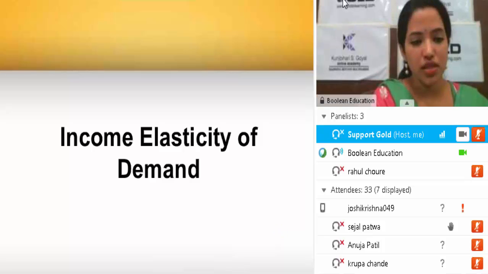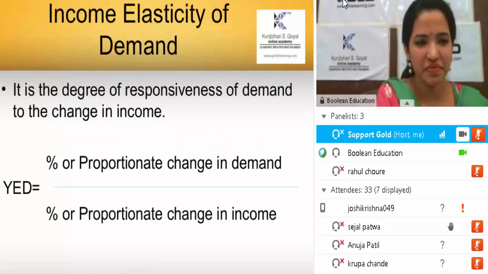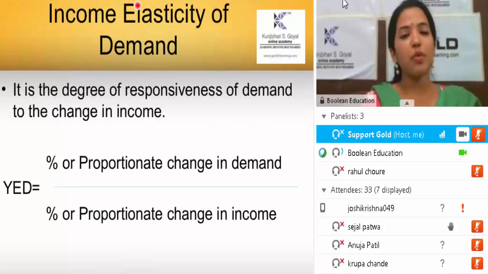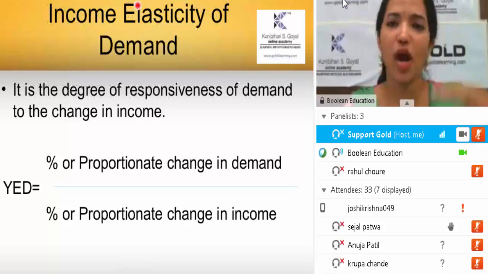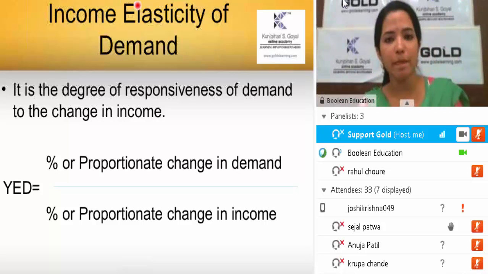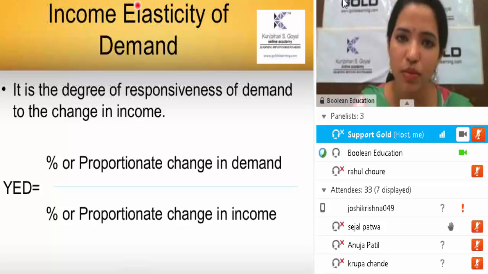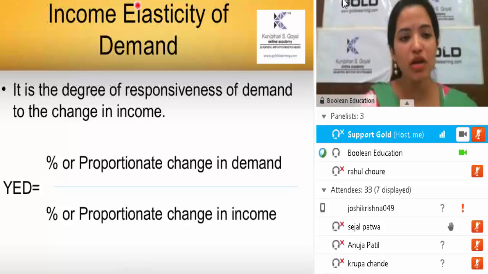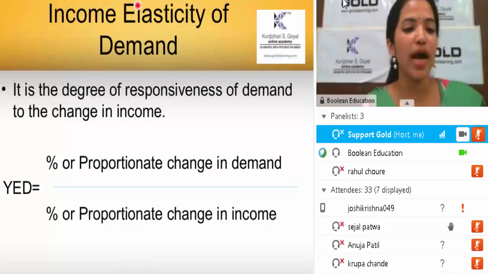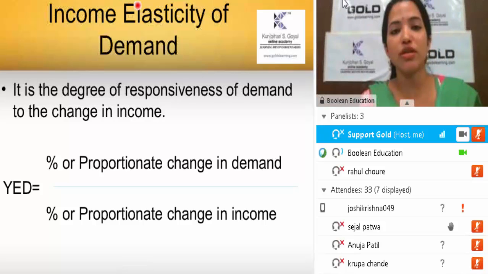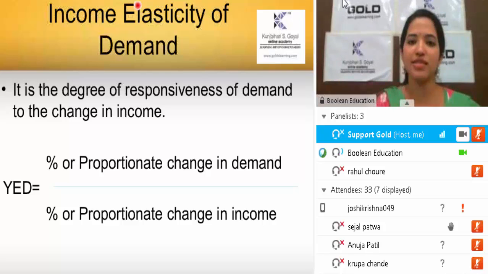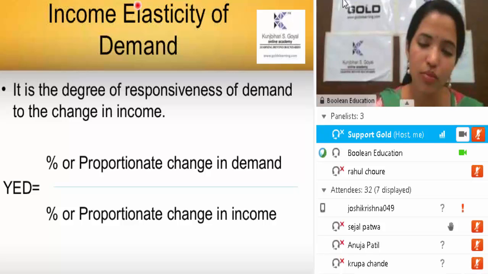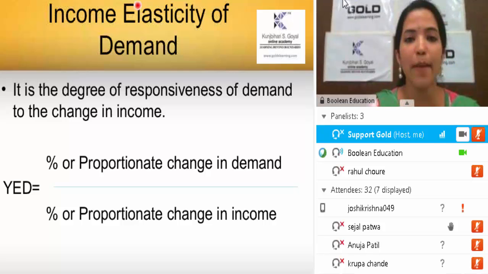Income elasticity of demand. It is the degree of responsiveness of demand to the change in income. It is simple: where earlier we had price, here we have now written income. You will get income elasticity of demand. This is very easy, very similar. So the formula is given, YED. Y. In economics we denote income as Y. We do not denote income with I. I stands for investment. So whenever you have to denote income, you will always use capital Y.